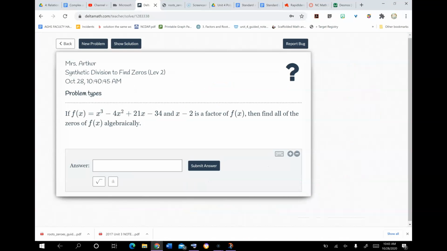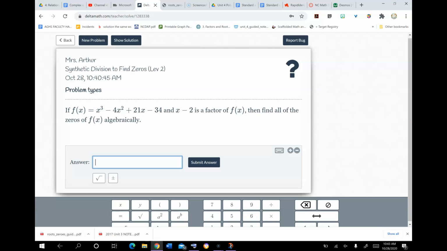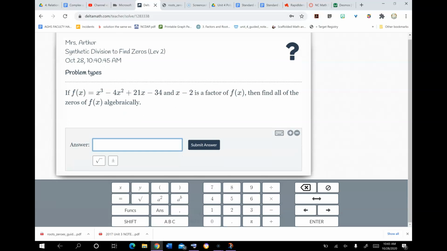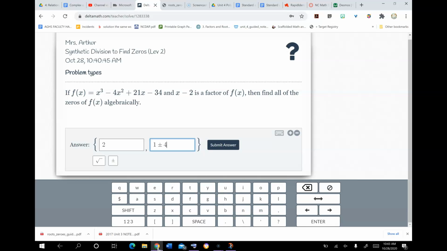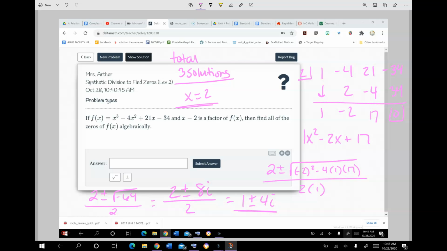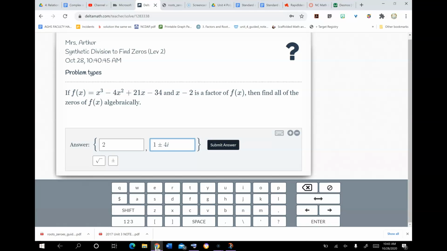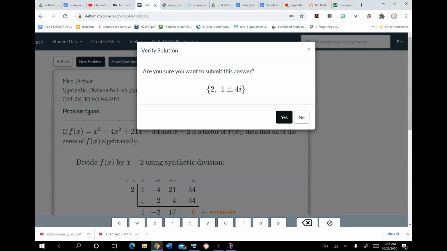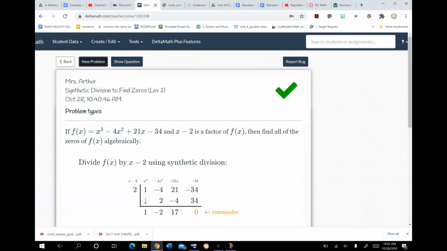So we go back here. I'm going to enter in 1. Or no, sorry, 2. Hit this plus button. And it's going to be 1. Here's your plus or minus right here. And it was 4i, wasn't it? I do believe it was. Let's go back and check. So 4i. Yes, 1 plus or minus 4i. All right, and then submit answer. And you're done. All right, let's do one more. Okay, we're going to do one more.